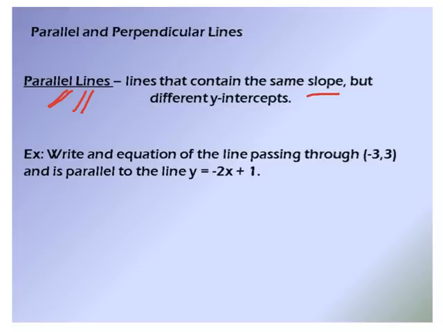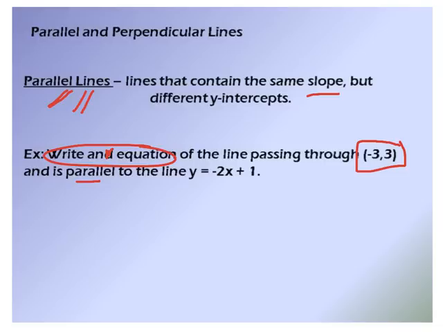So if we take a look at our first example, write an equation of the line passing through (-3, 3) and is parallel to the line y equals -2x plus 1. Well, first off, we're writing an equation. When writing an equation, you have to at least know two things. You have to know the slope, and you have to know the point that it's passing through. Well, we do know that we're passing through the point (-3, 3).